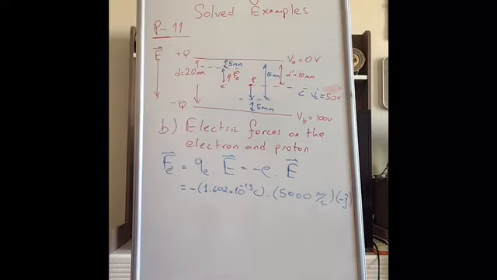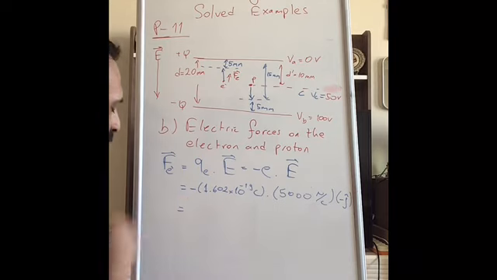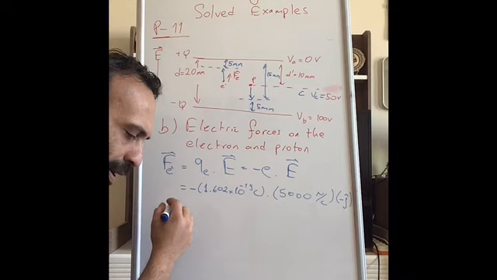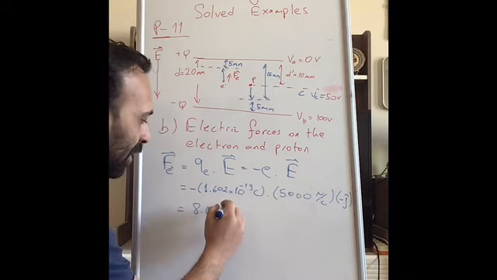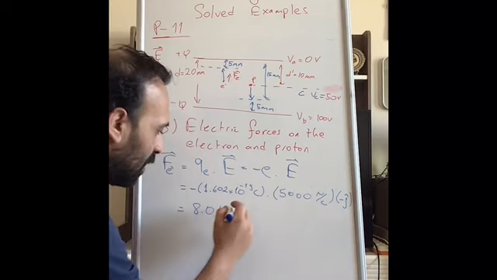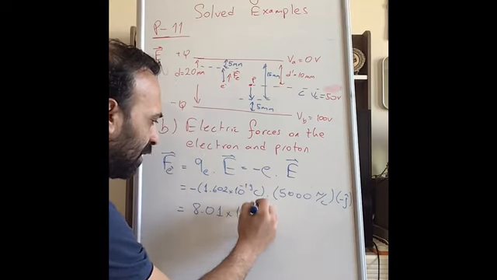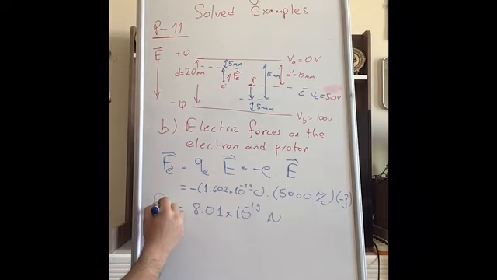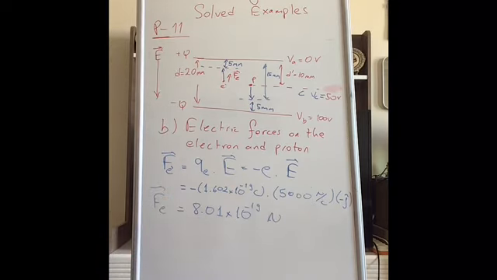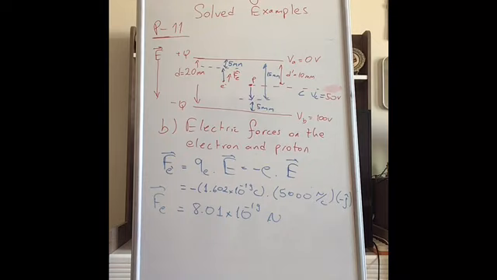Because it is downward. And if I write the result, it's going to be 8.01 times 10 to minus 19 Newton. Okay, this is the electron force, the electric force on the electron.